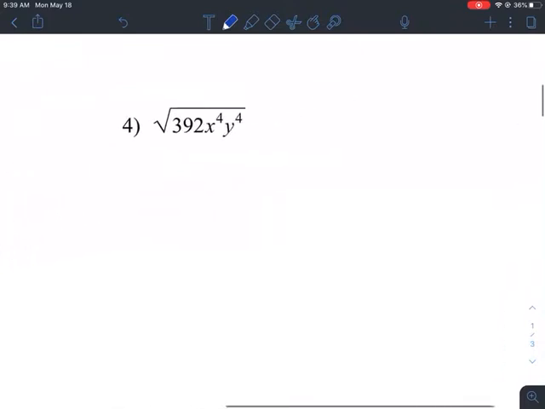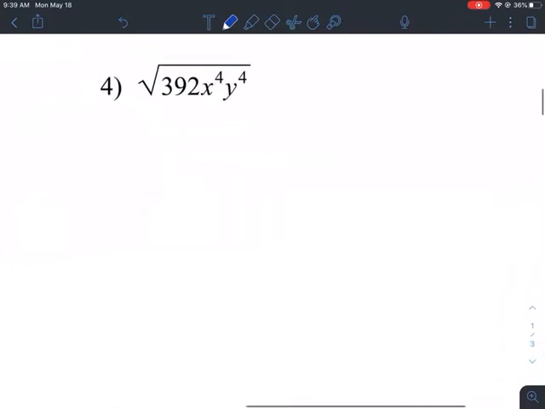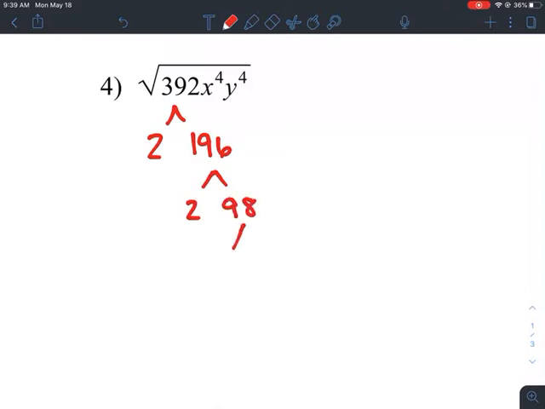So one more like that. With 392, I'm going to divide by 2, and I get 196. So I'm going to divide by 2 again, and I get 98. Divide by 2 again, and I get 49. I can't divide by 2 or 3 or 5. So here I'm going to divide by 7.